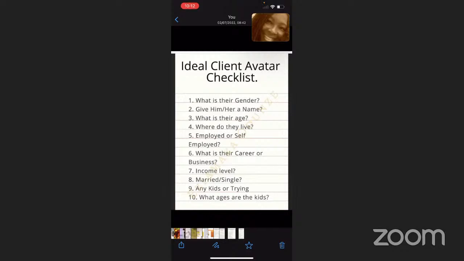You need to name it. What is the person selling? Is the person selling products? Is the person a consultant or whatever? You need to say. And then number 7 is income level.